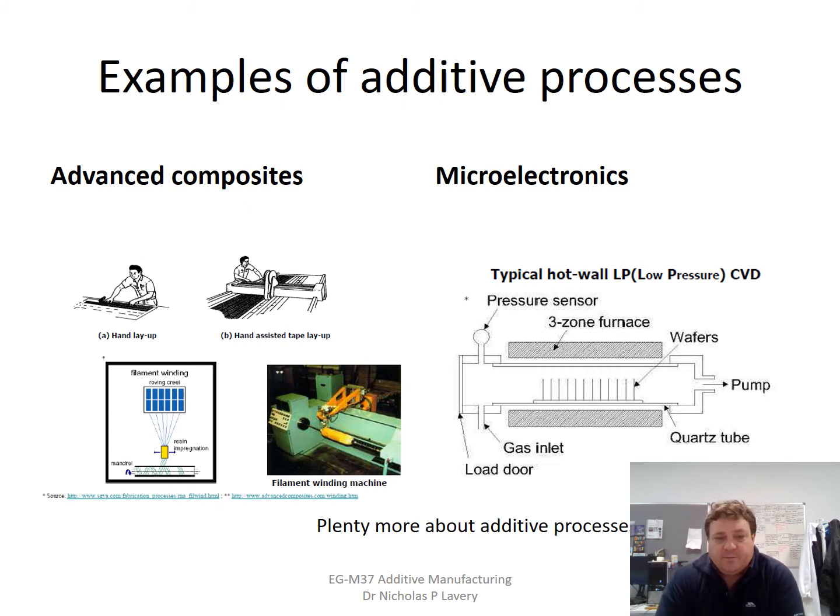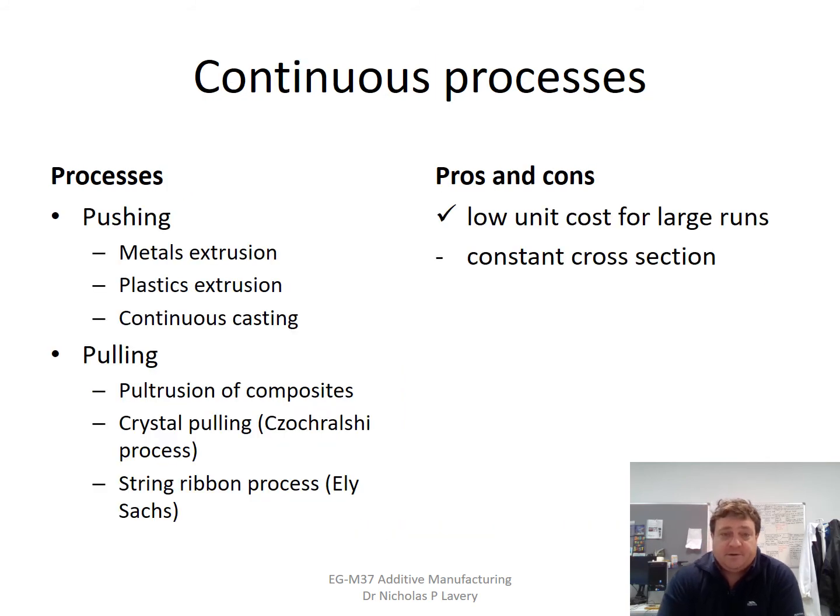The advanced composites, filament winding. There's a filament winding machine laying up there. With microelectronics, here's another process. Here, a wafer being produced in a furnace. But we're going to talk a lot more about additive processes in the next chapters.